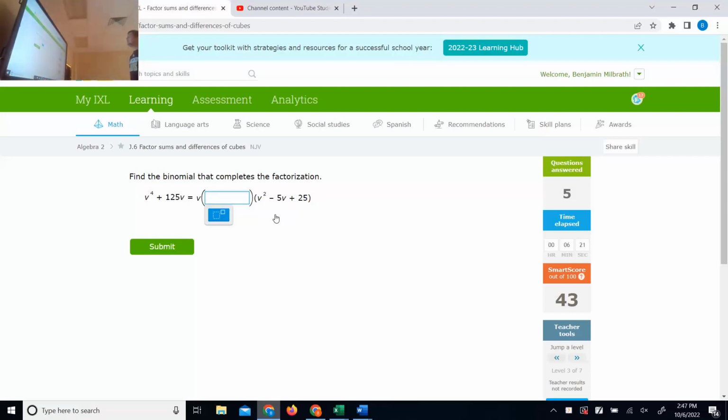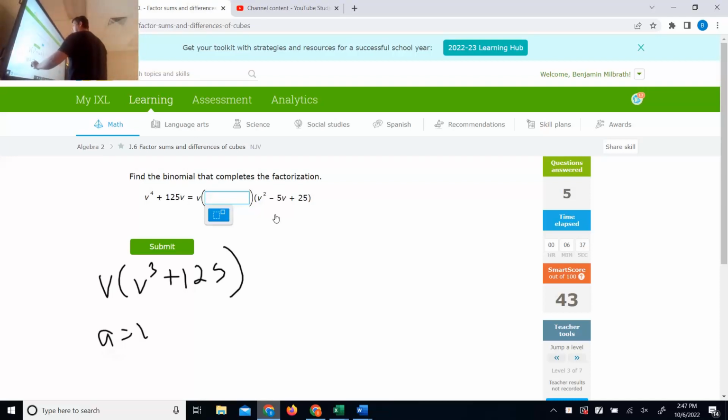So notice they pulled a V out. So I'm going to do that before I even go to the next step. V cubed plus 125. And it's the same pattern I used on the last example. A is V and B is 5. All that's missing on this one is V plus 5. Nothing more.